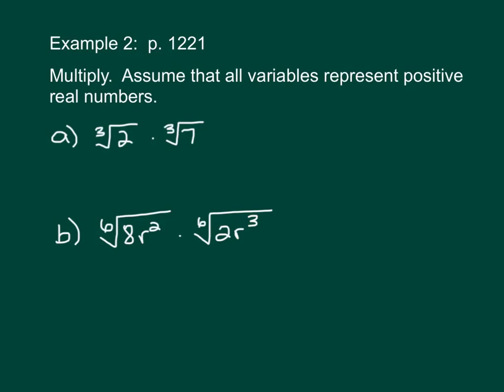So a is the cubed root of 2 times the cubed root of 7. Since they're both cubed roots, the indexes match. My answer will also be a cubed root, and then I'll just multiply 2 times 7 is 14. Then for example b, the sixth root of 8r squared times the sixth root of 2r cubed is going to be the sixth root of 8 times 2 is 16. R squared times r cubed is r to the fifth, because remember you add the exponents.